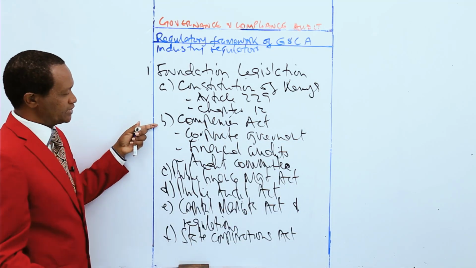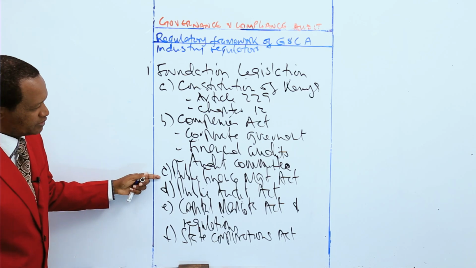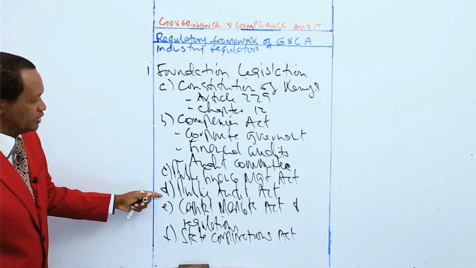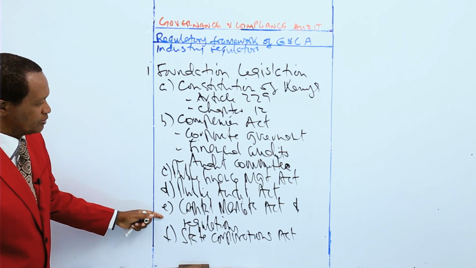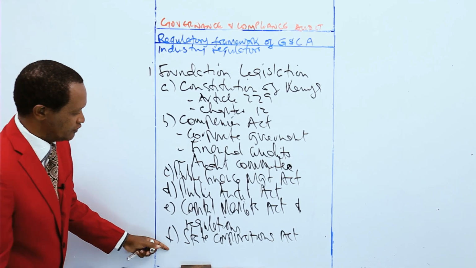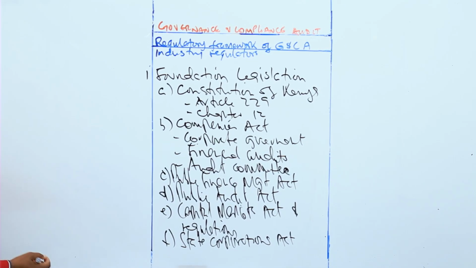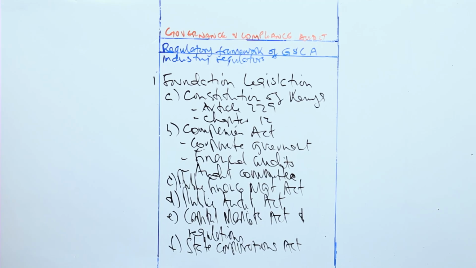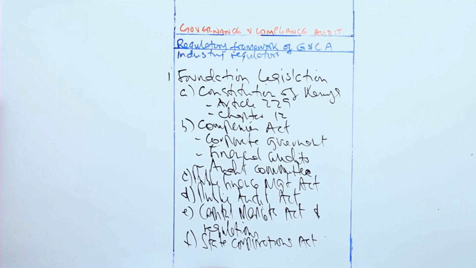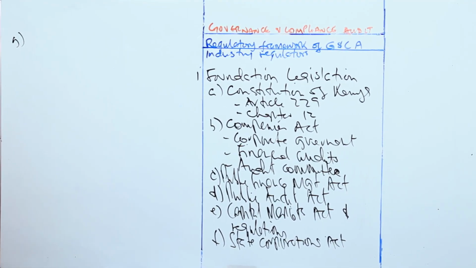Number 2 is the Companies Act. Number 3, Public Finance Management Act. Number 4, we have the Public Audit Act. Number 5 is the Capital Markets Act and Regulations. Then you have the State Corporations Act. Number 7 is the Data Protection Act.